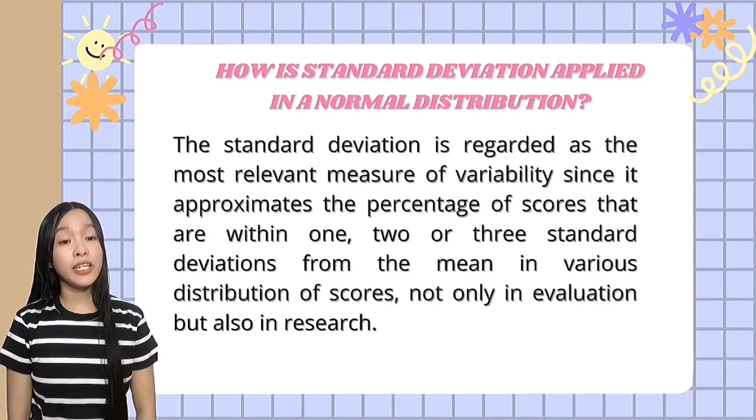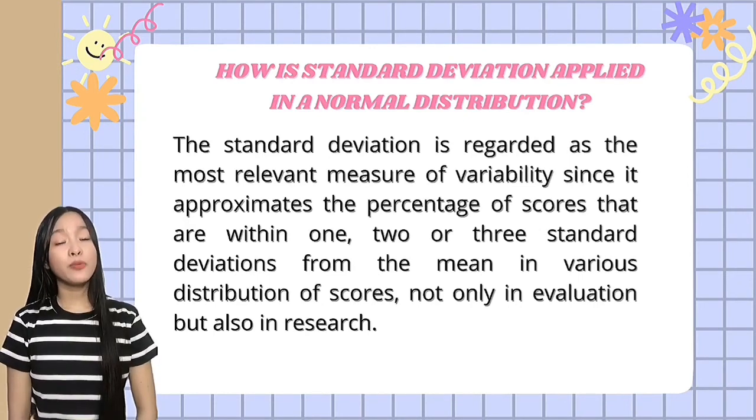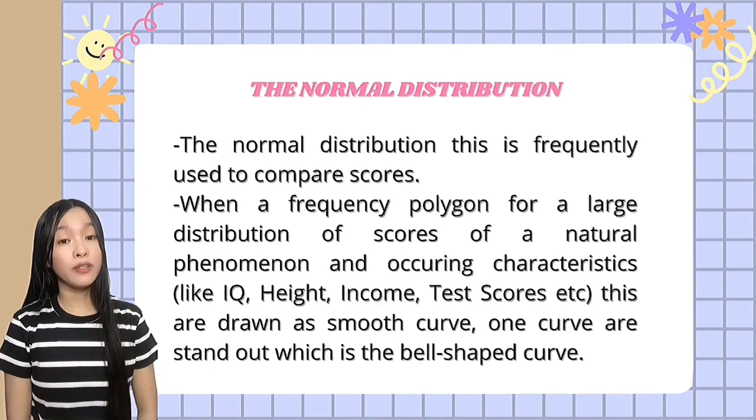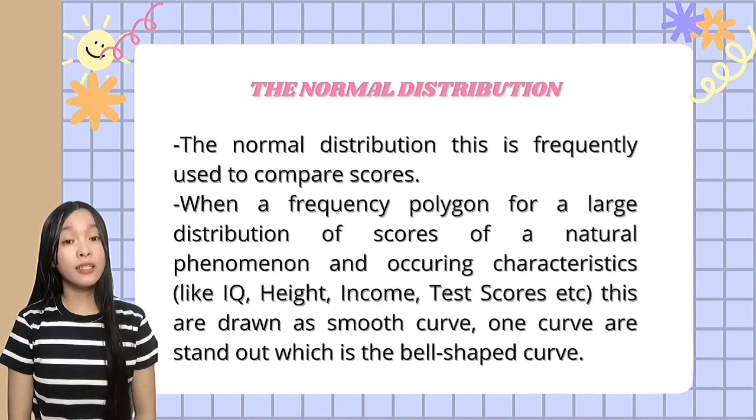So, next, how is standard deviation applied in a normal distribution? The standard deviation is regarded as the most relevant measure of variability since it approximates the percentage of scores that are within 1, 2, or 3 standard deviations from the mean in various distributions of scores, not only in evaluation but also in research. So next, we have the normal distribution. So the normal distribution is frequently used to compare scores. So ito yung usually na ginagamit upang mag-compare ng mga scores.